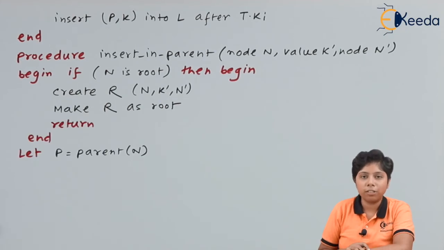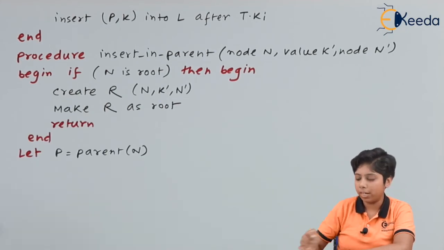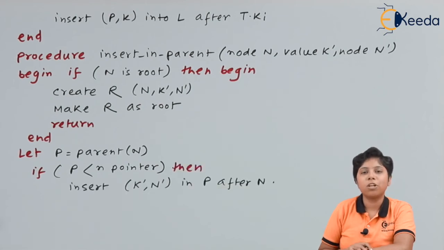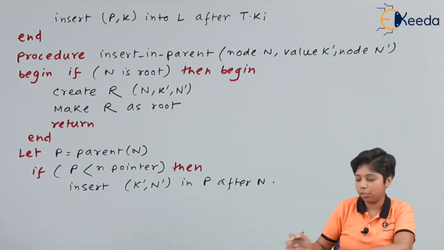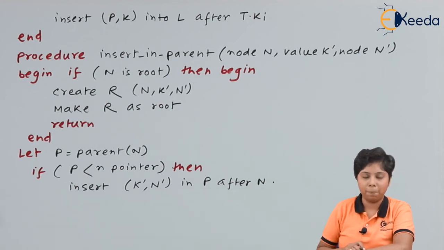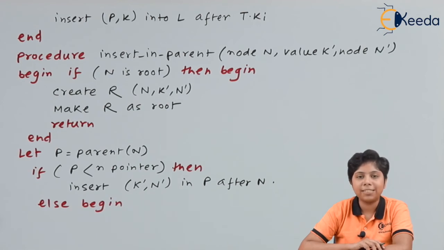Now if it is not the root, that means it has a parent. So we take P as the parent of n. Now if P has fewer than n pointers, then we perform the next step. If it has any space in this node, then we insert K', n' in P after n, because P is the parent of n. And if P's n pointers are all filled up, then we need to split it up again, just like the insert in leaf.